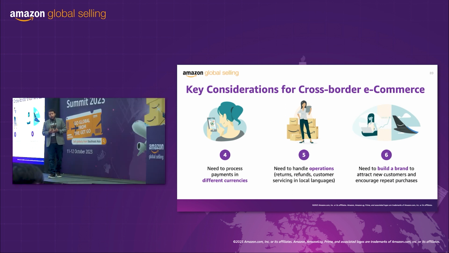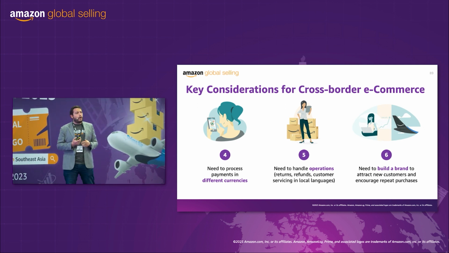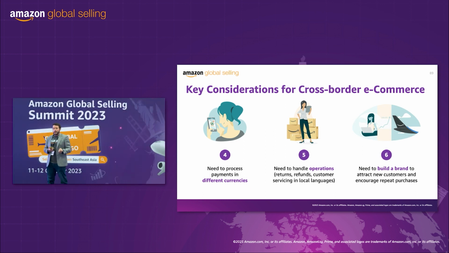Then the fourth aspect is that there are different currencies involved, and I think this is quite clear. I think everyone is also quite familiar with this. And then finally, the need to handle operations. The operations involved here include sending the stock, doing the returns, and customer service. These are all key points that you need to take into consideration.